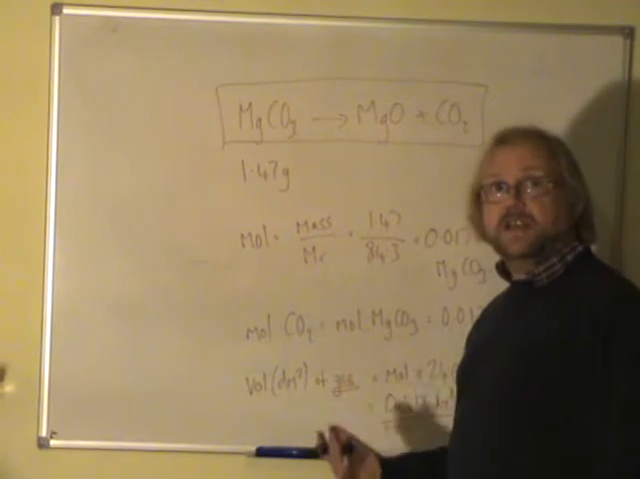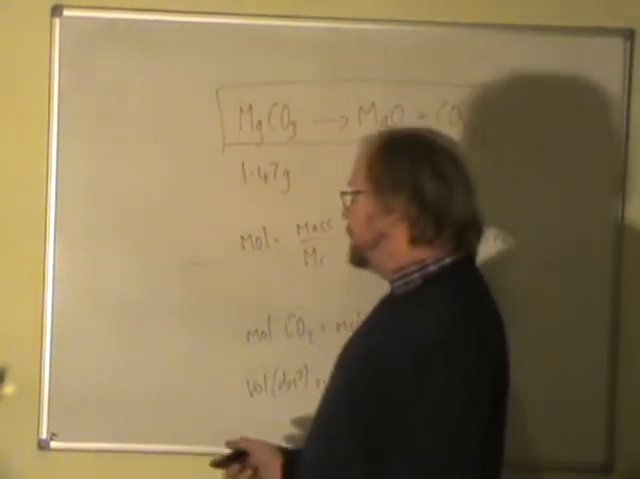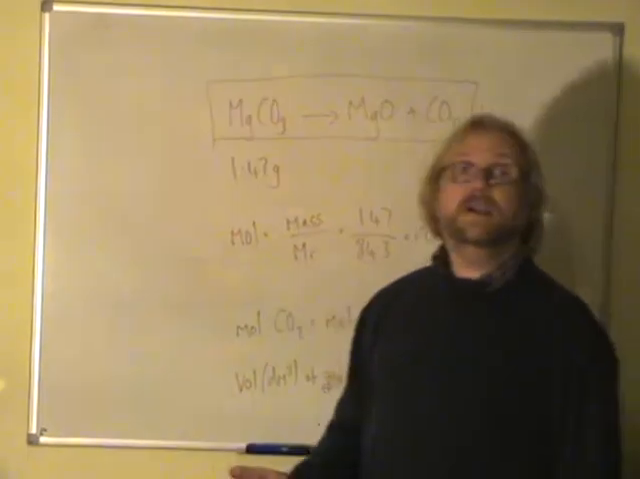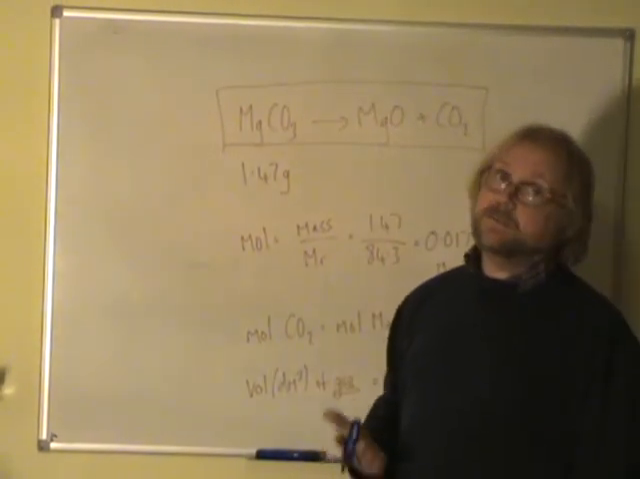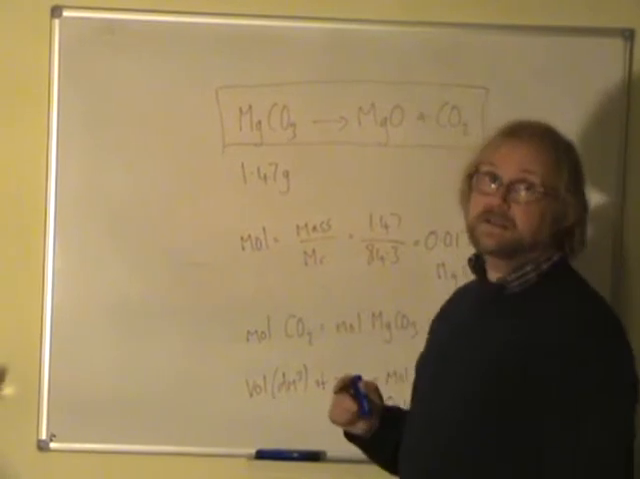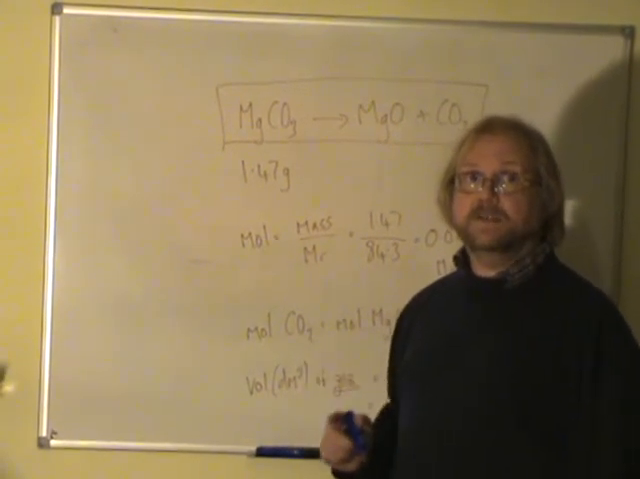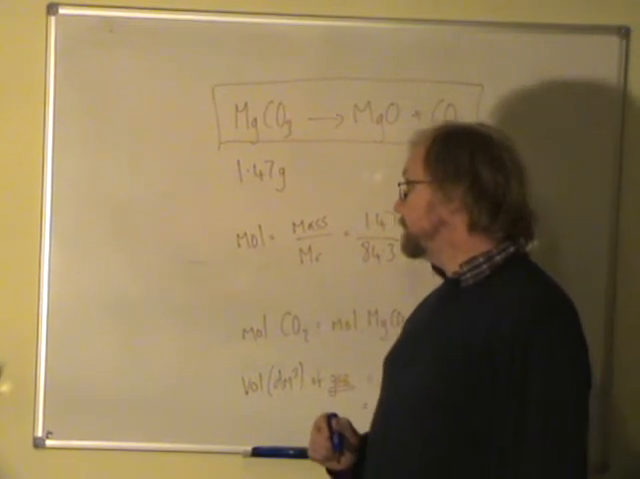And again, always check the units. In this case, it does want the answer in dm cubed, so you don't need to do any more. Had it asked for it in cm cubed, which it sometimes does, you would have had to multiply by 1,000. So always check carefully that you've thought about the units.